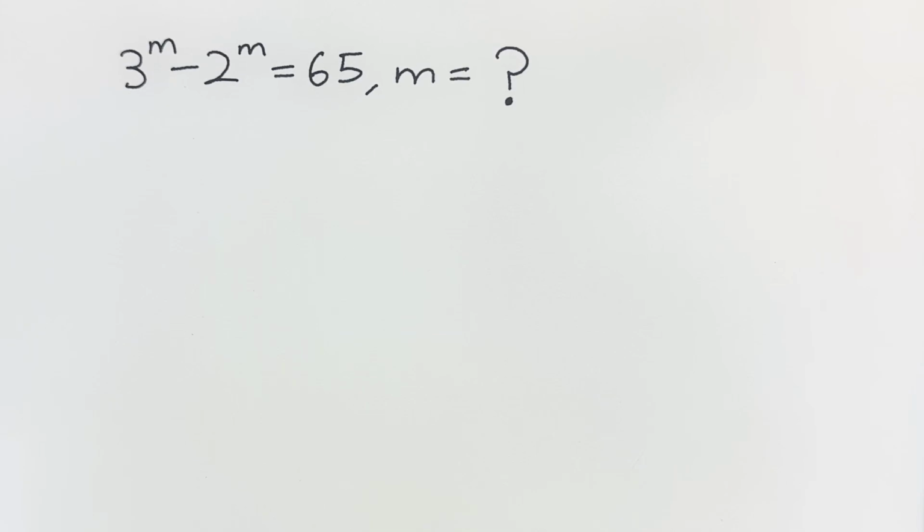In this problem, we're given that 3 to the power of m minus 2 to the power of m equals 65. What's the value of m? We have two powers of m on the left side of the equation, so we're going to try to remove one of these m's. We're going to do this by dividing both sides by 3 to the power of m.